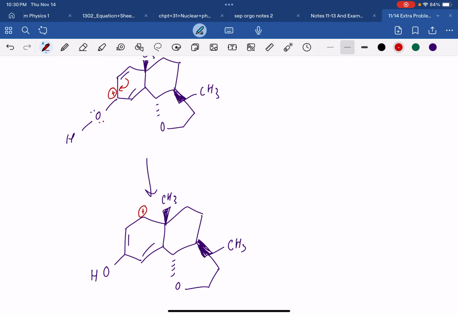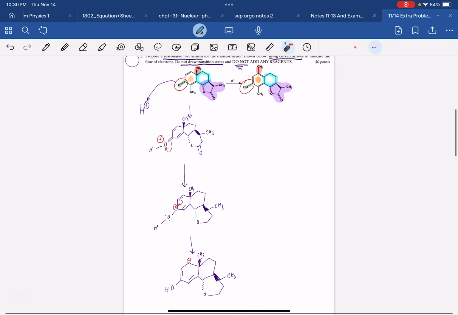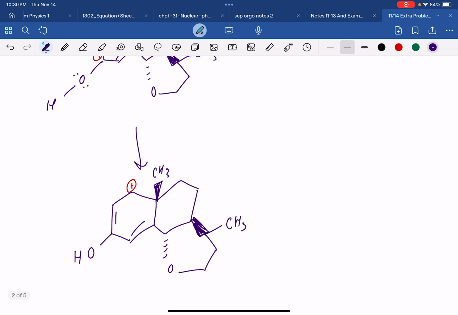And this sets you up for the next step, because if you look in your product, right? Let's take a look back here in our product. The methyl group actually ends up where this plus charge is. So the next step that you should take is to just move this methyl group to here. And we call this what? Very good, it's an alkyl shift.